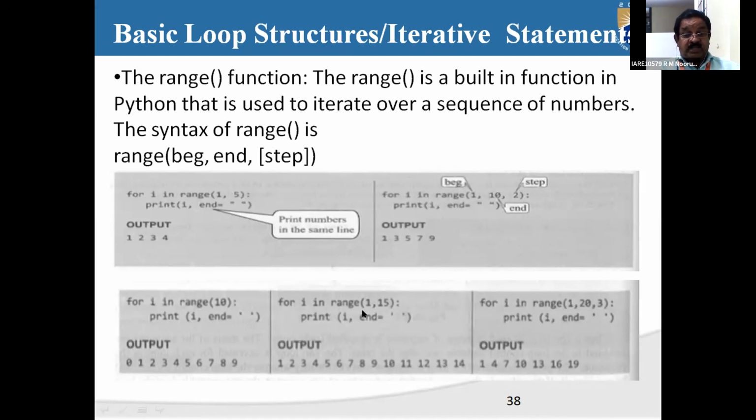Even in this case, if you have not mentioned any step, by default it is taken as 1. Here the step that has been mentioned is plus 3 and it is incremented by 3. If you give minus 3, say for example, for i in range 1, 20, minus 3, is that particular statement valid or not?